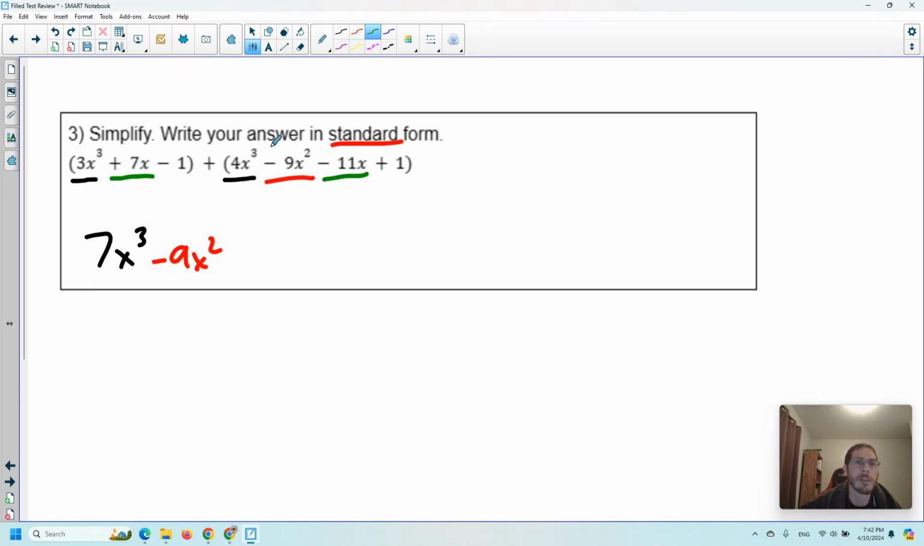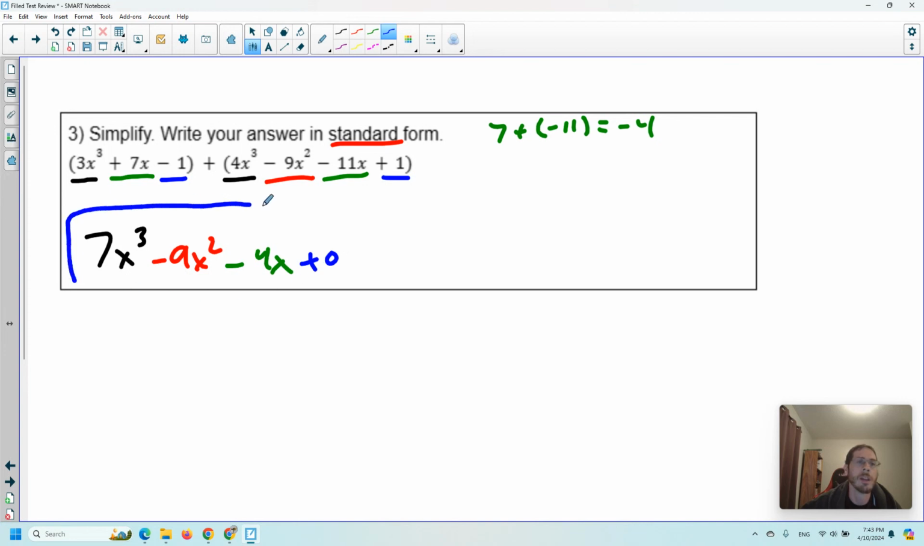Just single x's are going to come next. So I've got 7 plus negative 11, which is going to be negative 4, so minus 4x. And then negative 1 plus 1 is going to be 0. Now, I don't need to write the 0 if I don't want to. I could put plus 0, but I don't have to. It's an option, because I've got negative 1 plus 1. I did 3 plus 4 to get 7 as my coefficient right here. And that's it. We're all set.